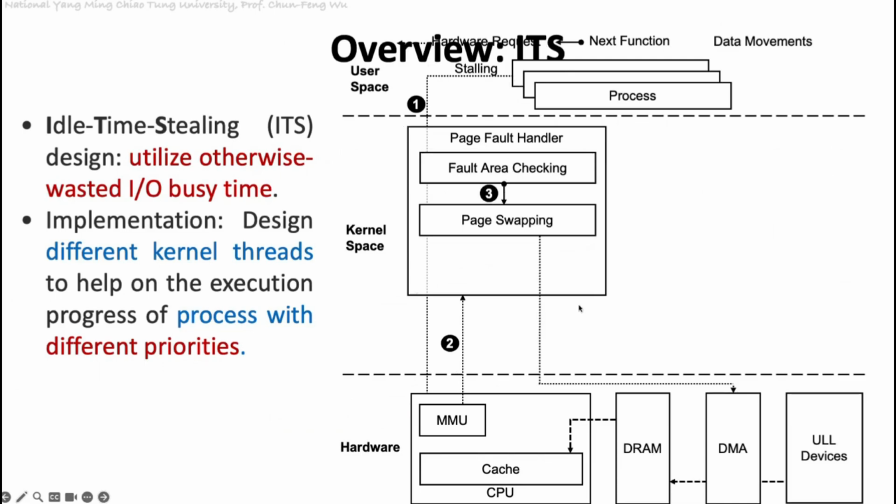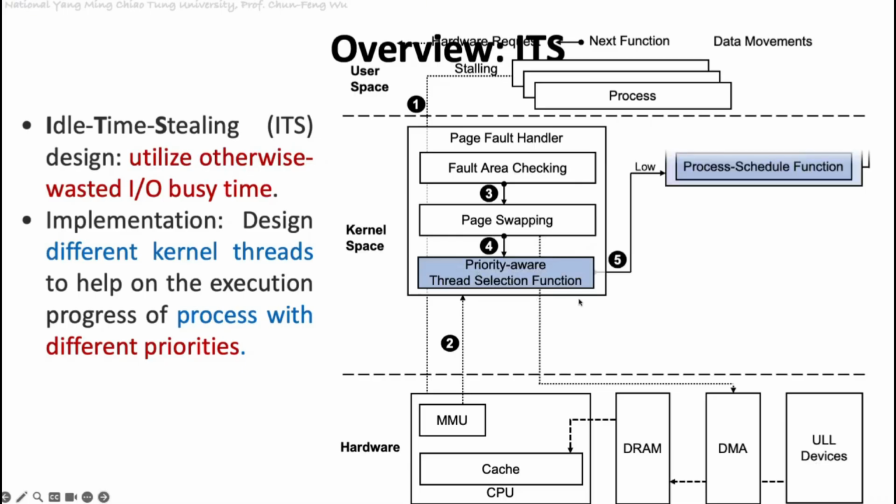So there will be a patch flow handler. In the patch flow handler, we do several things: the patch full area checking and patch swapping. And the last step, actually, we don't run the context switch immediately, because now we know we are not using a super fast storage device. So running a context switch is not a good choice. What we are running is something called a priority aware thread selection function.